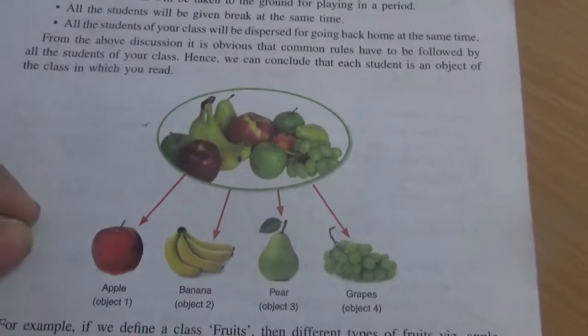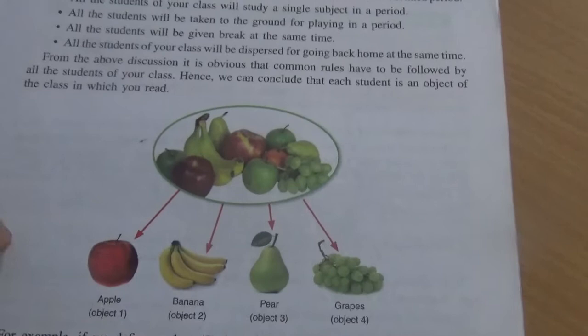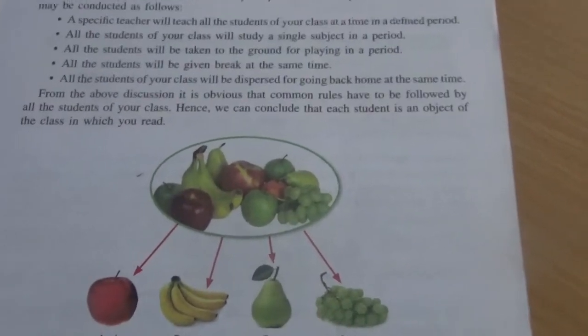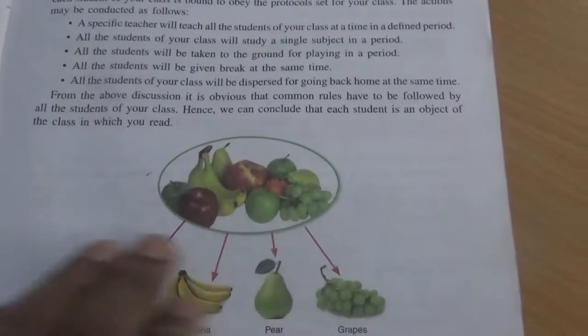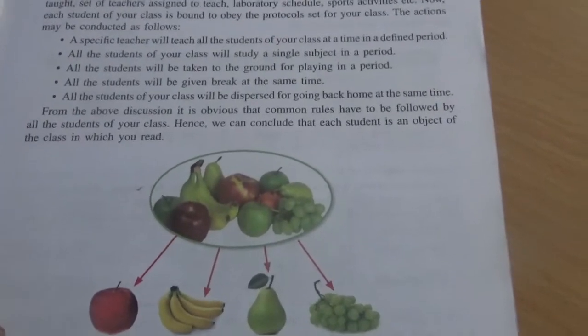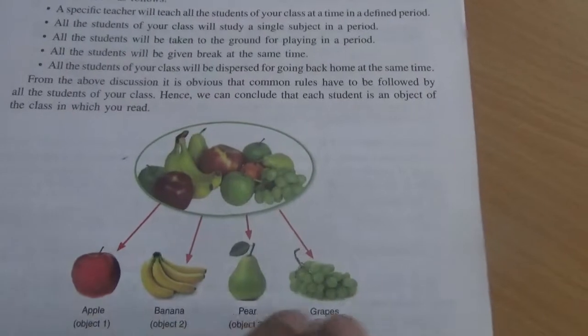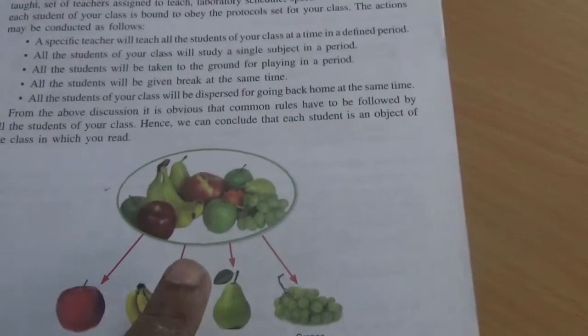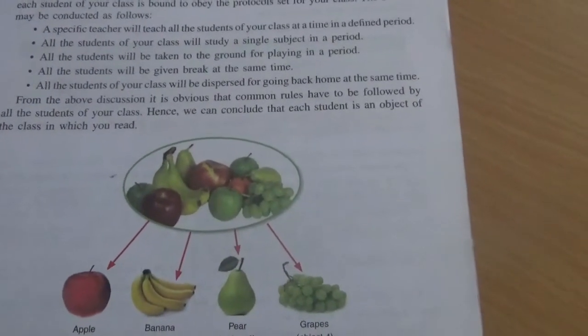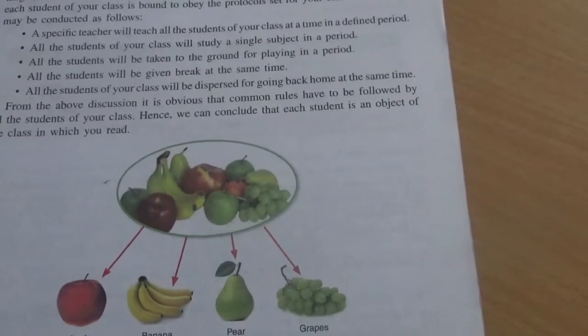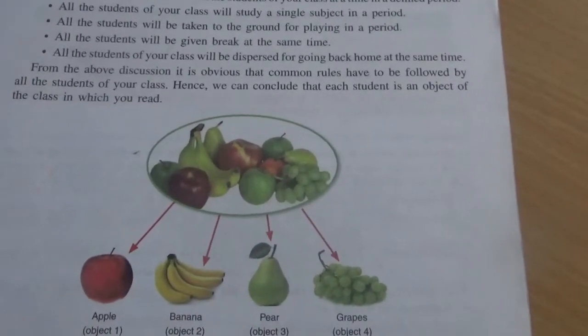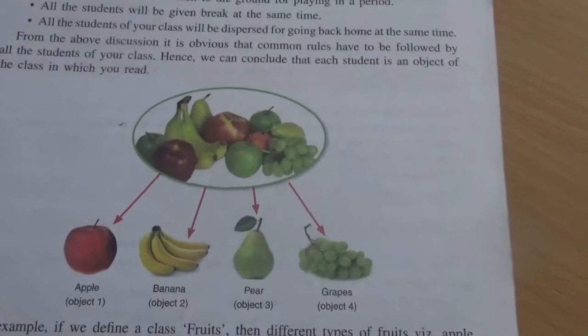If we add a pen here, will it be a similar kind of object? No. So you can't add a different object inside one class. Whatever the objects inside one class, all of them should be of similar type. Then only it is considered as a class.